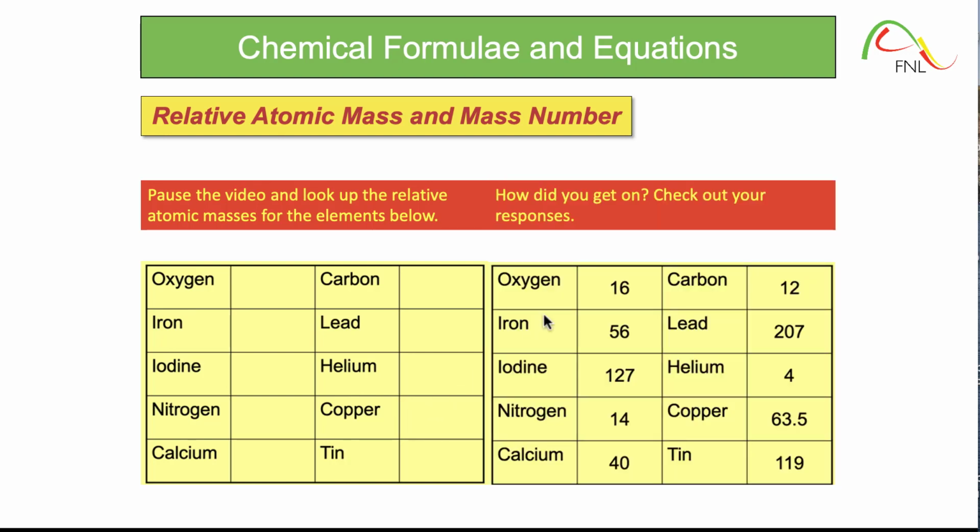Okay, so here's the answers. Did you get them right? Oxygen 16, iron 56, iodine 127, nitrogen 14, calcium 40, carbon 12, lead 207, helium 4, copper 63.5. That's a bit odd. Well, we'll be explaining about that in a subsequent video. And tin 119.